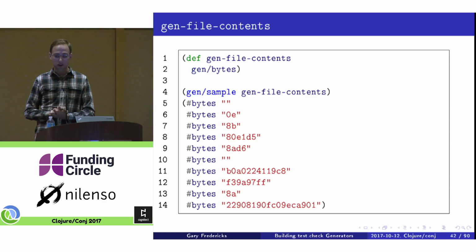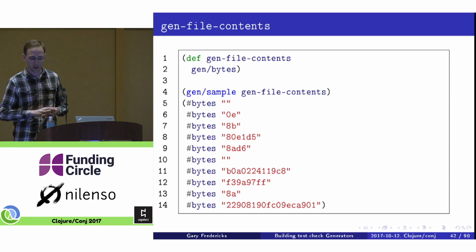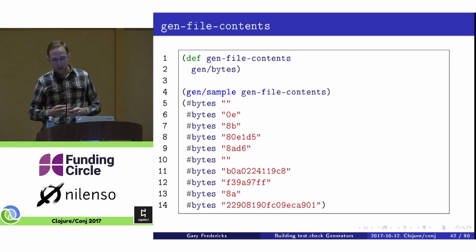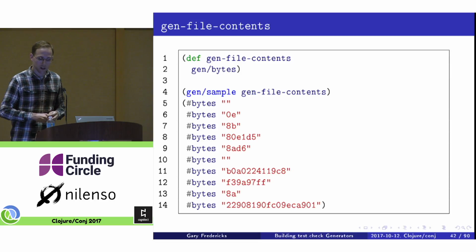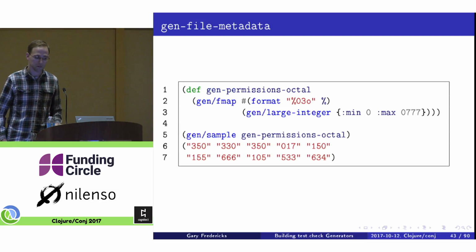We also might want to generate file contents, in this case byte arrays, and test.check has a byte array generator built in, so we can just use it. We alias it on line 1 to gen file contents, and then we can pass that to sample and see lots of nice random byte arrays.